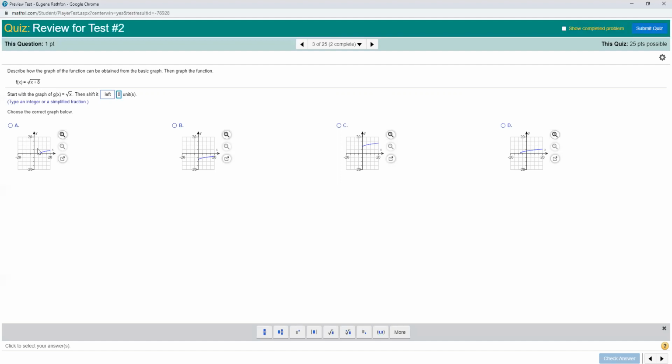And then we got to pick which graph went left. So y'all, A went right, B went down, C went up, and D went left. Because remember, they always start in the center. So since that one went left over here, I'm going to click D and then move on.